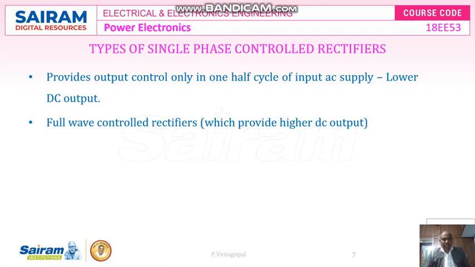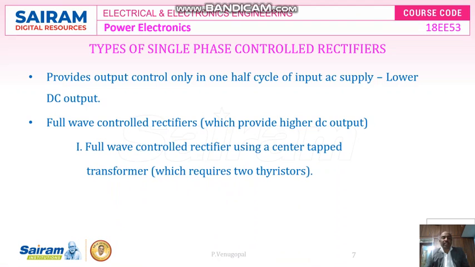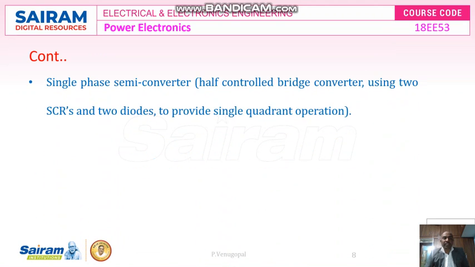So we have two types: single phase full wave control rectifier and single phase half wave control rectifier, which depend upon how the output is controlled during the positive half cycle and negative half cycle. The full wave rectifier is again classified into two types: center-tapped and bridge control rectifiers. So this is about the classification of controlled rectifiers.